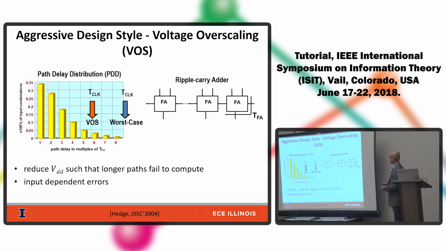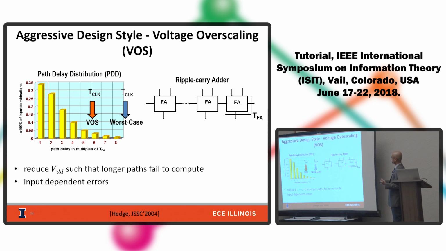Now, in voltage overscaling, we do the following. Instead of running the circuit in the worst case corner, I'm going to let it operate at some other clock frequency or some other voltage where I know that some of the MSBs will be wrong. Some of the MSBs will not have time to finish computation in the worst case. I know it, but I will account for it in some other way.